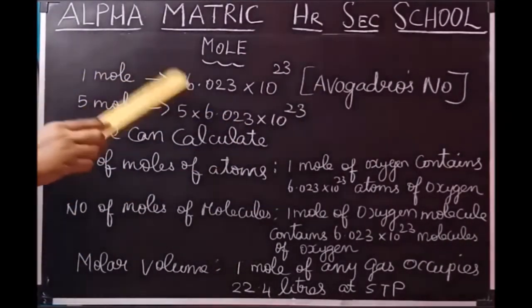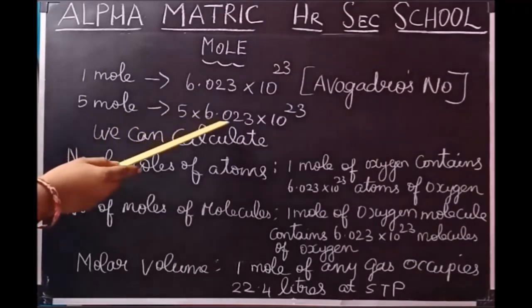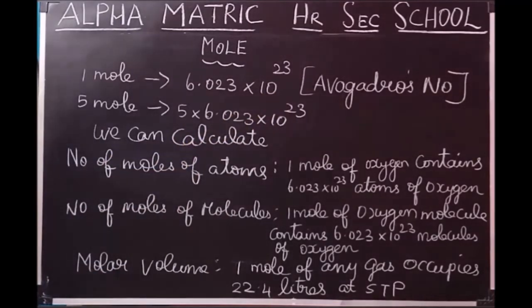1 mole is equal to this. 5 moles equal 5 × 6.023 × 10^23 atoms, particles, or molecules present in it. We can calculate the number of moles of molecules, moles of atoms, moles of a gas, or moles of ions by various means depending on the data available.